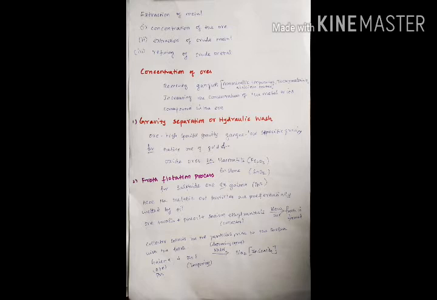Extraction of metal from the ore involves 3 steps. The first step is concentration of the ore, the second step is extraction of crude metal, and the third step is refining of crude metal. First we are going to study about concentration of ore. What is the meaning of concentration of ore? Removing gangue from the ore. What is gangue? The unwanted material or the impurities present in the ore is called gangue.